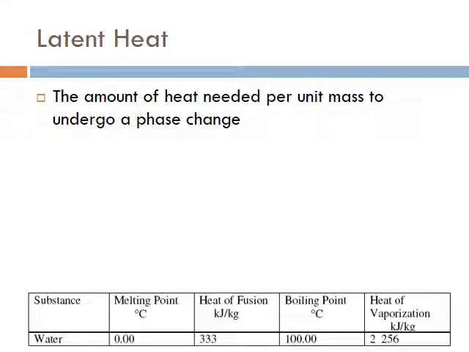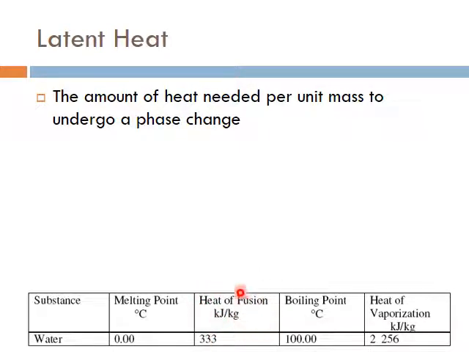So let's talk a little bit more about latent heat and what it is. Latent heat is really the amount of heat that you need to add per 1 unit of mass to undergo a phase change. And every substance has their own amounts. So for example, water, its latent heat of fusion is 333 kilojoules per kilogram. Notice that's not in joules. The latent heat of vaporization is 2,256 kilojoules per kilogram.